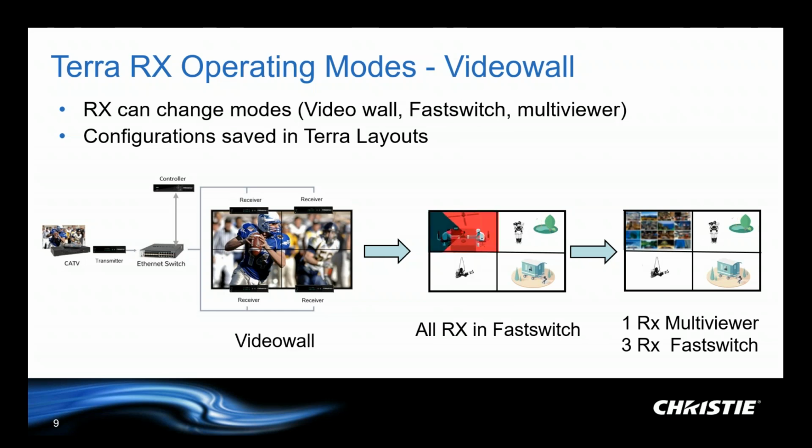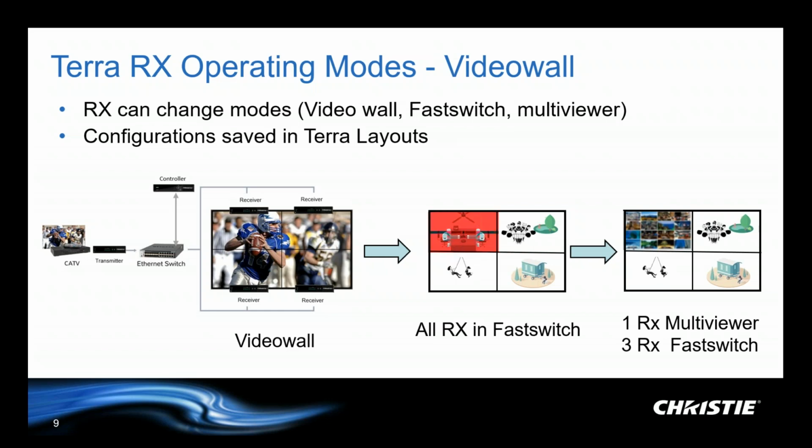And all that is actually saved in the Terra layout. So you can recall a layout that shows a single source spread across the whole wall. Then you can recall a different layout in which you see a different source in each quadrant of the video wall, or each display of the video wall. So in that case, the receivers switch from video wall mode to fast switch mode, and then you can recall yet again another layout and switch one or more of the quadrants into multi-view or something else. And you can go backwards and forwards between these layouts at any one time.